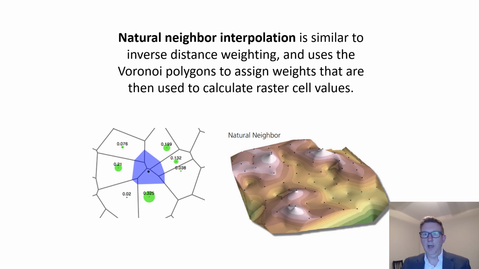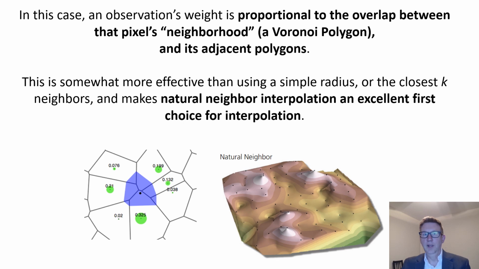And so if you're looking for a recommendation for an out-of-the-box interpolator, Natural Neighbor is one of my top recommendations for you. This makes your life a lot easier, and I would encourage you strongly to use that as your first stop in your GIS careers moving forward. Again, the idea here is that the observation's weight is proportional to the overlap between that pixel's neighborhood and its adjacent polygons. This is a lot more effective than just using a simple radius or closest k neighbors. And again, my number one top choice for an interpolator.